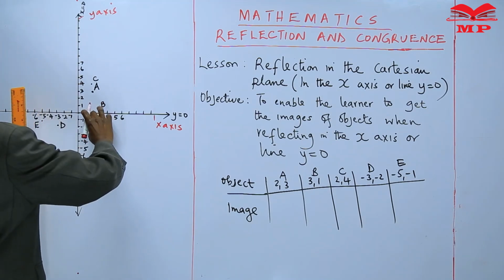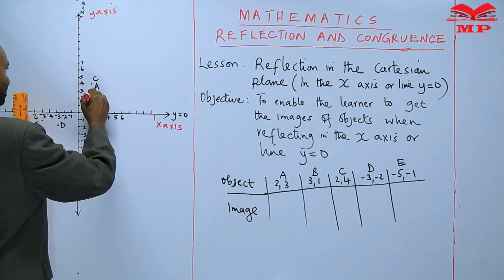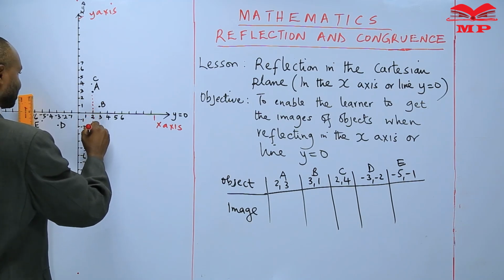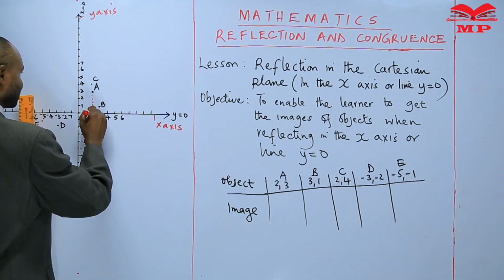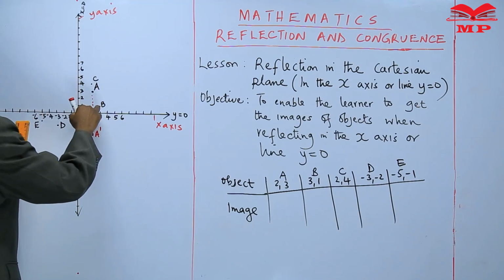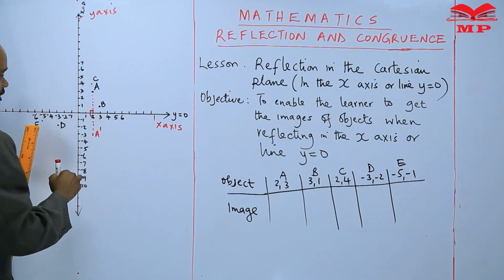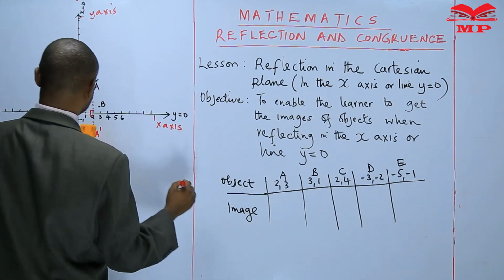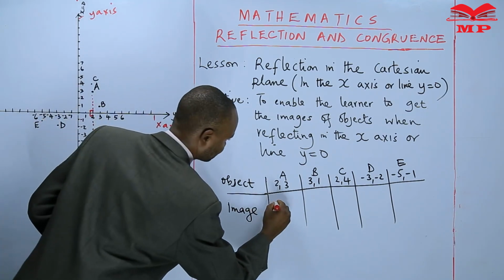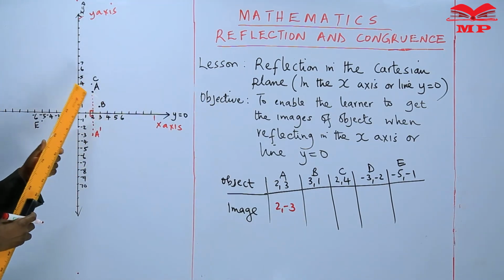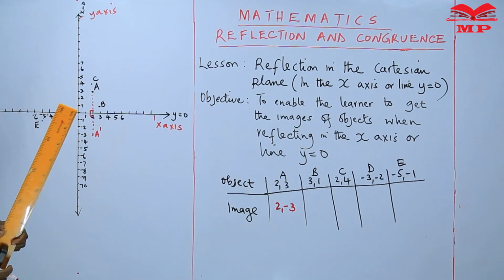Because those 3 units are the same as those ones. And you realize the line joining it to the mirror line is perpendicular, the same for the image. So the image will be at 2, -3. We move to B.